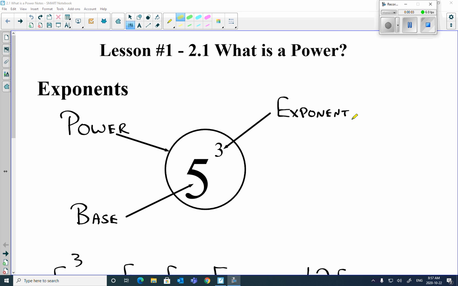Okay, so this is the lesson: what is a power? We've covered some of this before, but I just want to go back to it and talk about it again. So what we have here is 5 to the 3. You've got to look at the pieces of it.